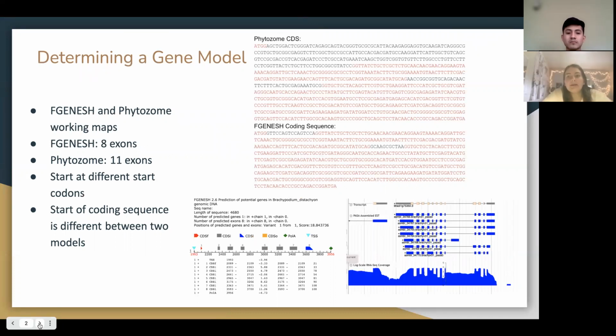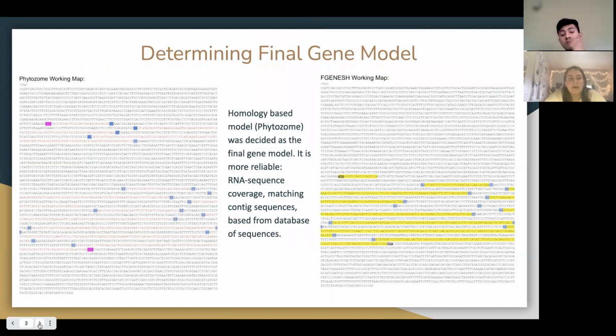And the coding sequences of these 2 models were slightly different. Where these coding sequences are similar is in red, and where they're different is in black, to compare. So we determined our final model to be the Phytozome working map, and we decided this because it's a homology-based model where it is based off of a database with sequences using EST tags and contig sequences to create the model.